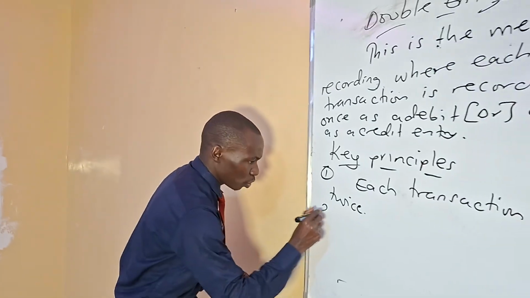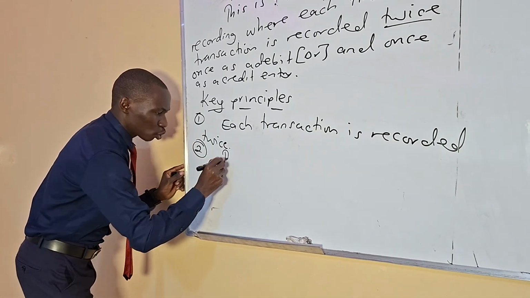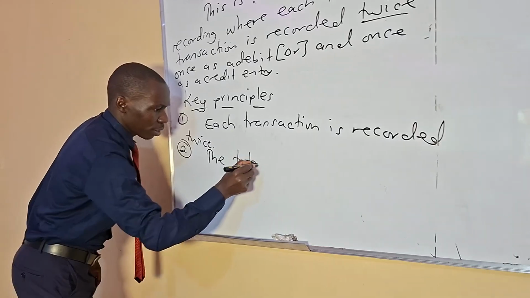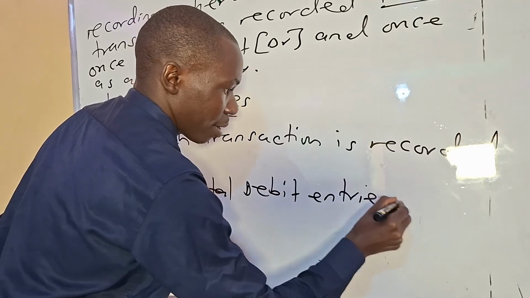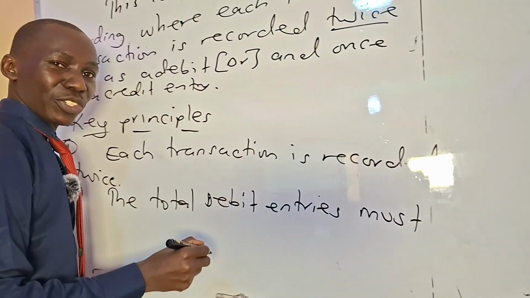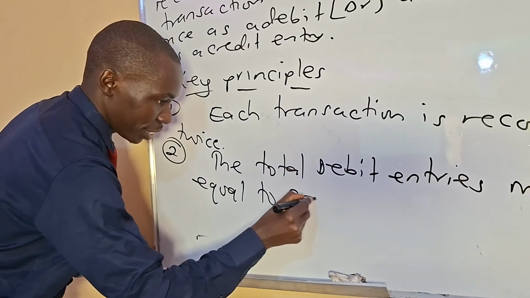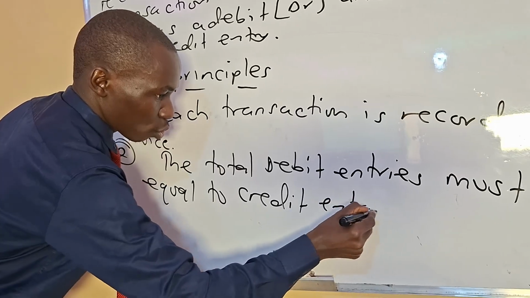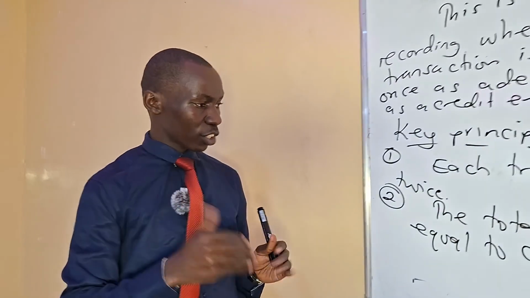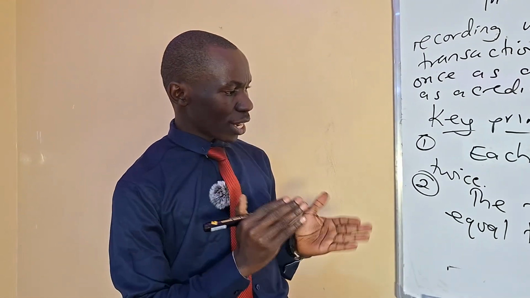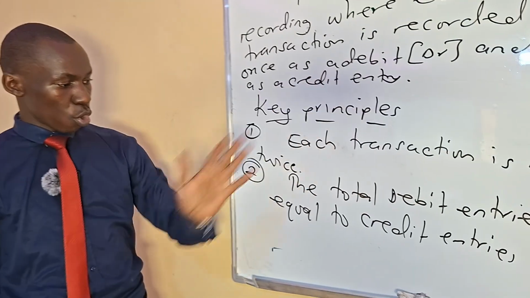Another principle, as we are looking at the double entry system, you need to know, my students, that the total debit entries must, I'm not saying we should, right? I'm saying must equal credit entries. You are going to see that, yes, as we are recording some transactions on the debit side of the account, other transactions on the credit side of the account, we need to know at the end of the day, as we are balancing our books, the total debit must be equal to total credit.